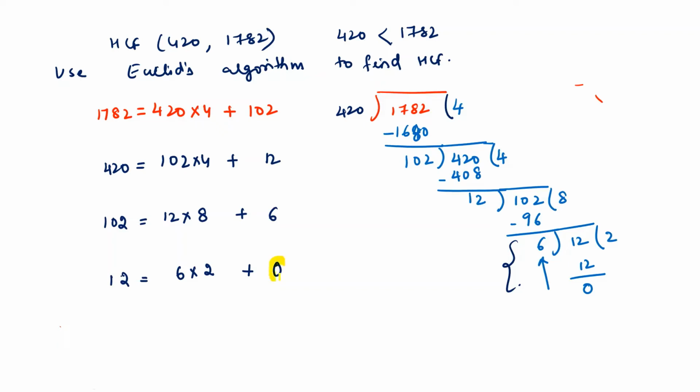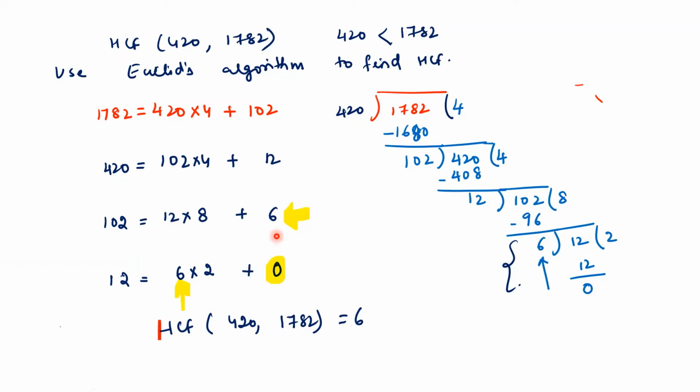Now, when you get the remainder as 0, that particular divisor, which is nothing but the last number here, will be the HCF. It should look like step-by-step instructions given to find the HCF. Got it? Is this clear?